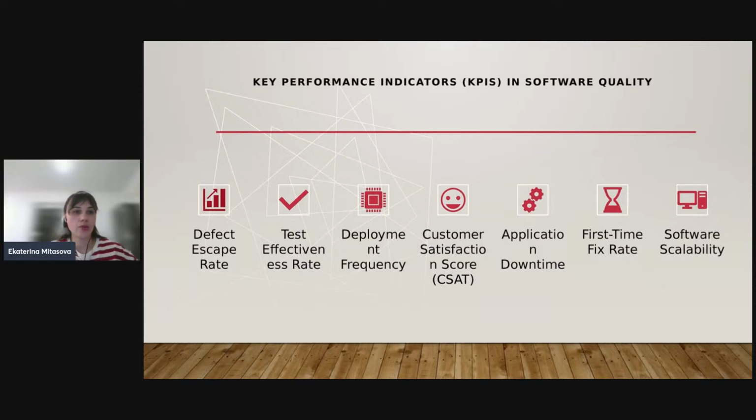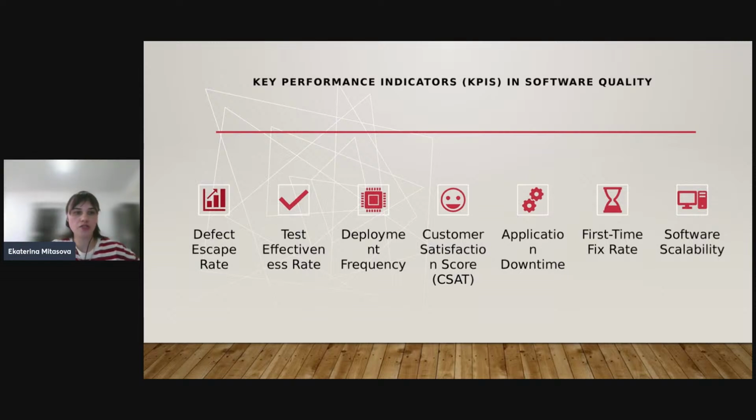So, the key performance indicators in software quality. The first one is defect escape rate, the percentage of defects discovered after release. So, the lower rates we have, the better it is. It means there was better pre-release testing and QA in general. The second one is test effectiveness rate. It is the percentage of tests successfully identifying defects, and high effectiveness correlates with robust testing coverage.